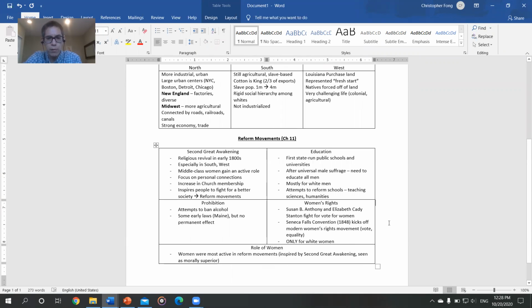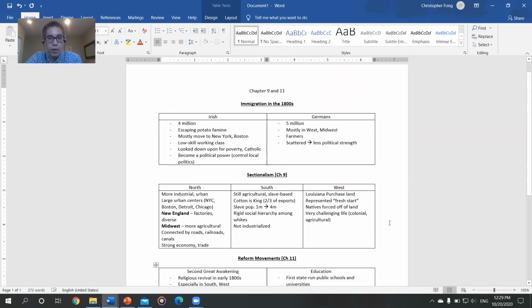So again, we have our reform movements, pause if you need to. And then we have our regional differences between the North, the South, and the West, pause there if you need to.